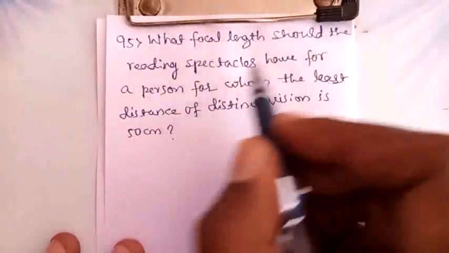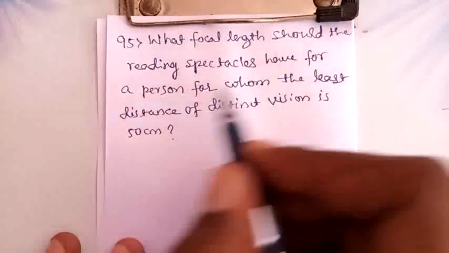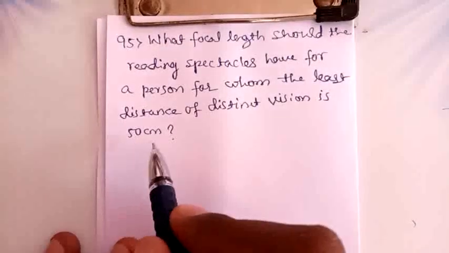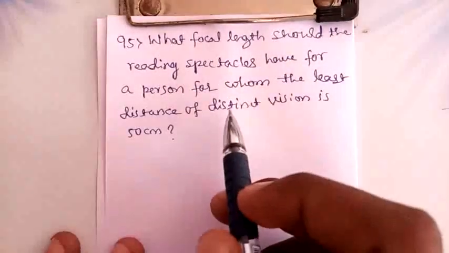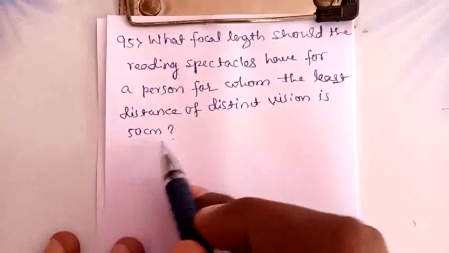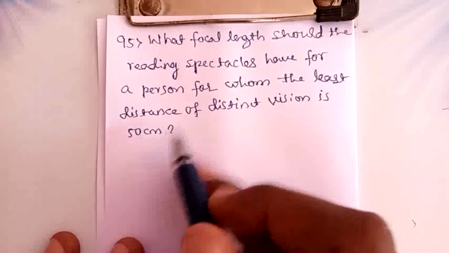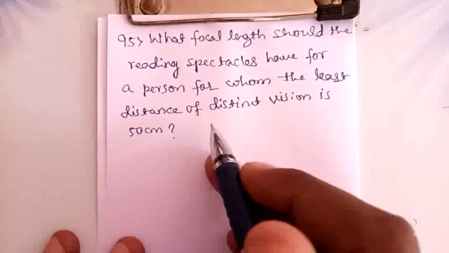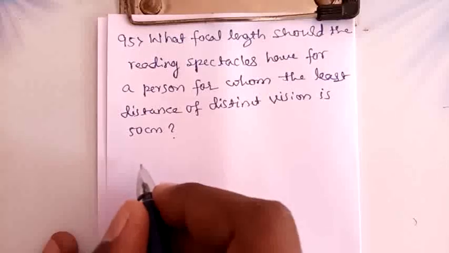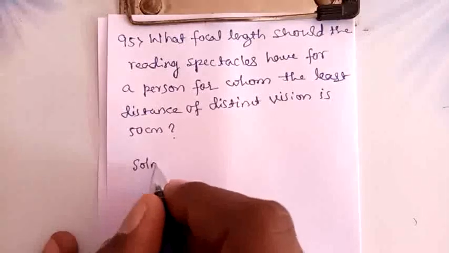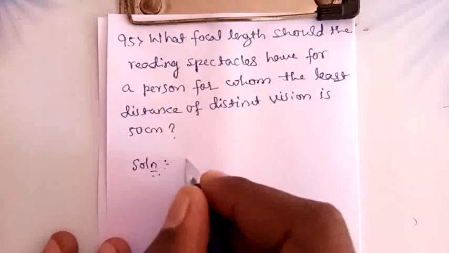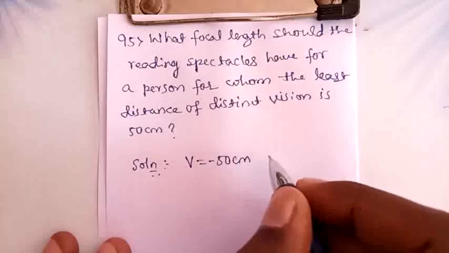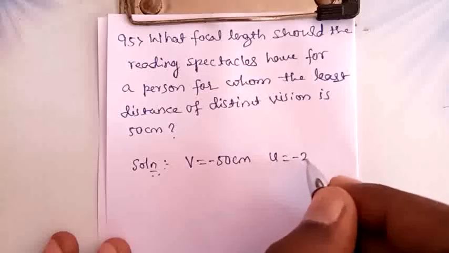What focal length should the reading spectacles have for a person for whom the least distance of distinct vision is 50 centimeter? What do you mean by least distance of distinct vision? At this distance the object can be seen clearly. This can be taken as image distance. At which distance the object can be seen clearly, that distance can be taken as image distance. Solution: v is minus 50 centimeter. Now u can be taken as minus 25 centimeter.